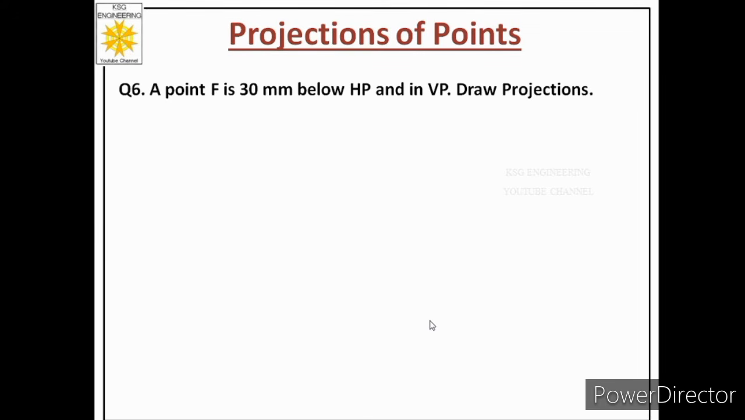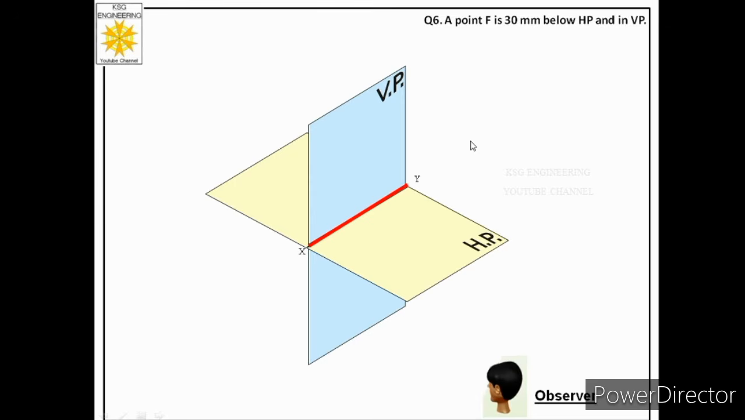Let us discuss the sixth case. Let us read the statement. A point F is 30 mm below HP and in VP. Draw projections. Now in this case also, the point is not in the quadrant, it is in the plane and it is in the vertical plane. And let us understand this situation through the quadrant system.